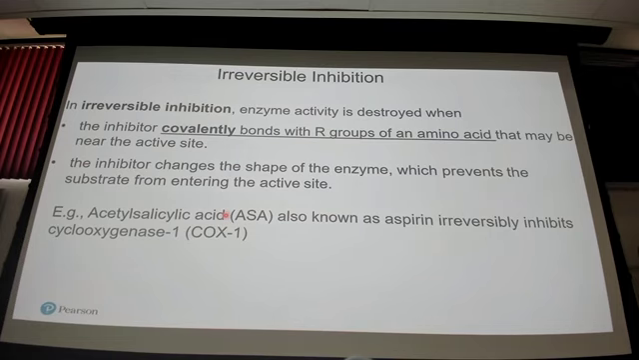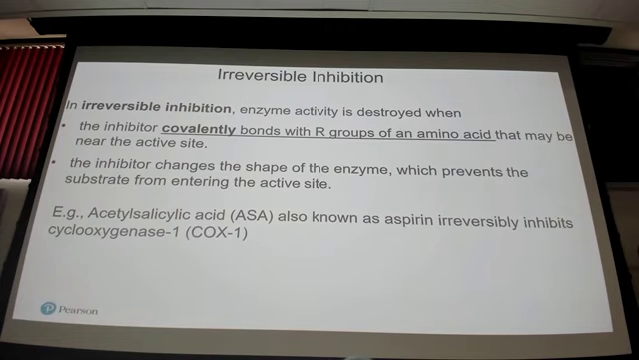And so irreversible inhibition occurs when the inhibitor forms a covalent bond with the enzyme near the active site. So when that covalent bond is formed, basically you can just say the enzyme is dead, and our body is going to need to regenerate more enzyme via the translation process. An example of this is aspirin. Aspirin covalently binds to COX-1, and when it does, that enzyme has to be degraded, and our body needs to make new enzymes.